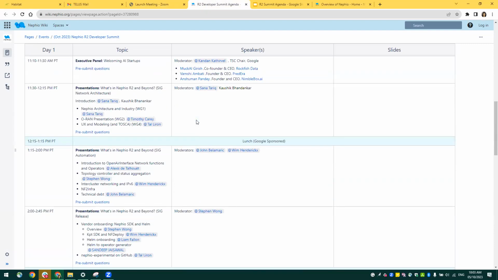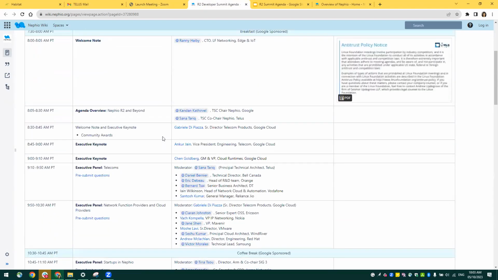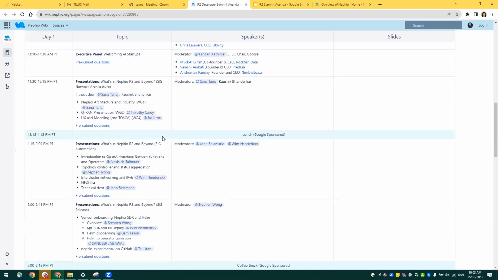So I'm going to start with day one, SIG architecture. The very first part of this session for the SIG architecture, starting 11:30, is going to be the introduction, which I will be presenting on a slide on the working groups. The slide is in the deck that I shared yesterday. We'll go through that. And then I have to very quickly show the nephew architecture as it works with the rest of the industry projects.